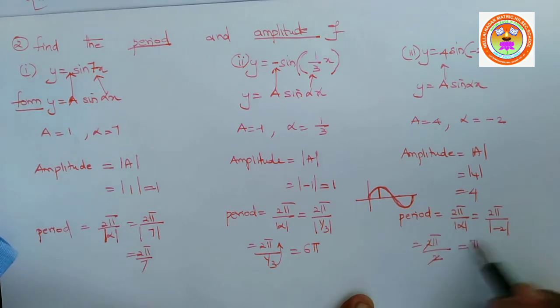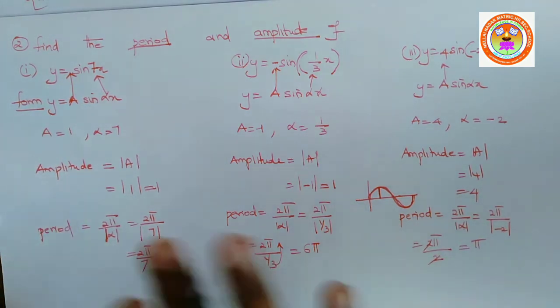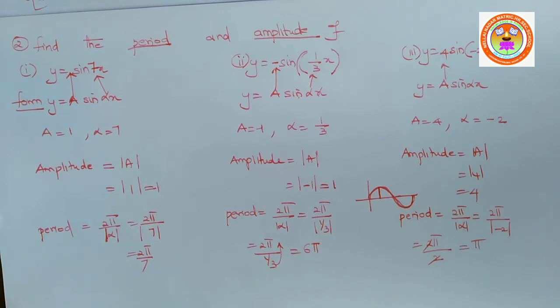2 gets cancelled. Answer is pi. So simply we can finish the answer. Very easy answer. All the three are very easy.